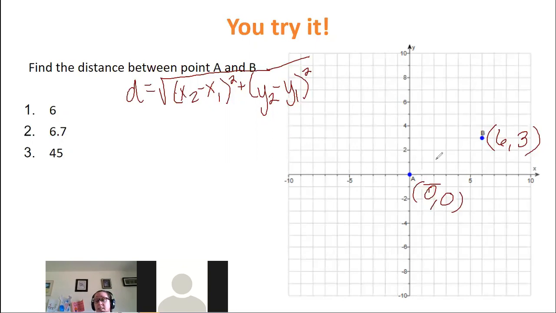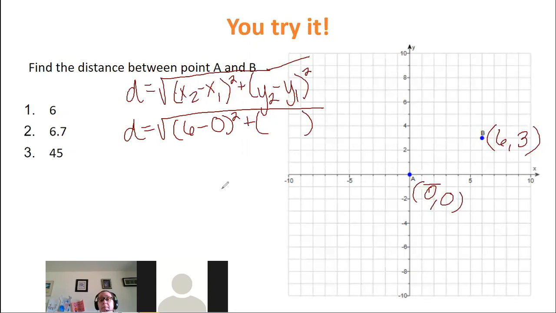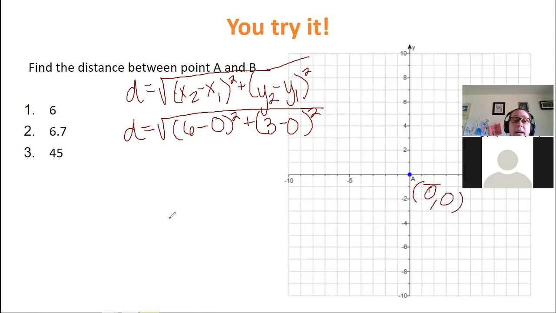Yeah, 6 and 0. Yeah, those are the X's. Good. So what I'm going to put in the first one is 6 minus 0 squared plus... what am I going to subtract? Yup, it's going to be 3 minus 0 squared. And then we're going to type that exactly into Desmos. So guys, go ahead and type that into Desmos. Let me know what you get.